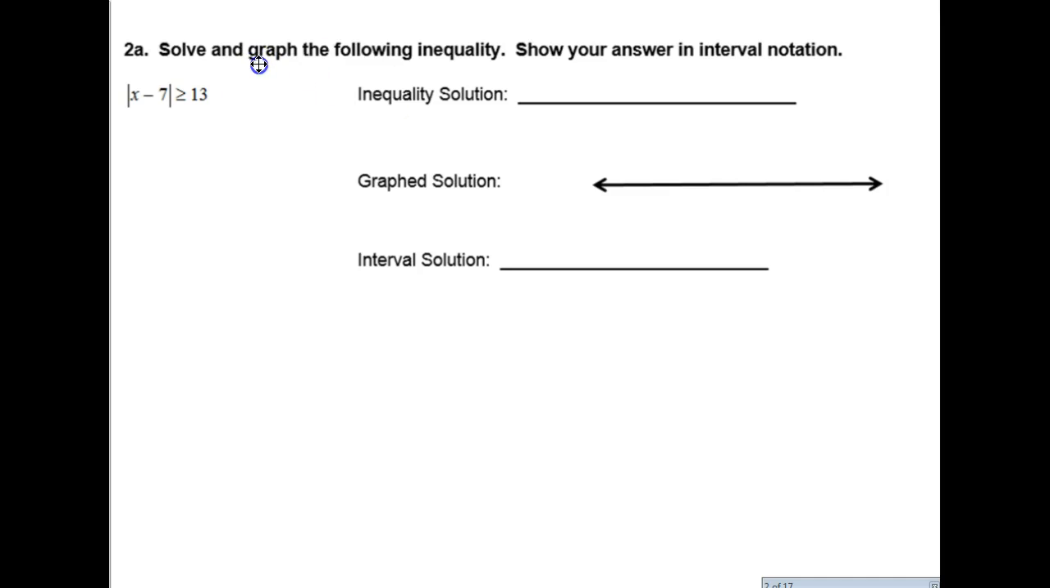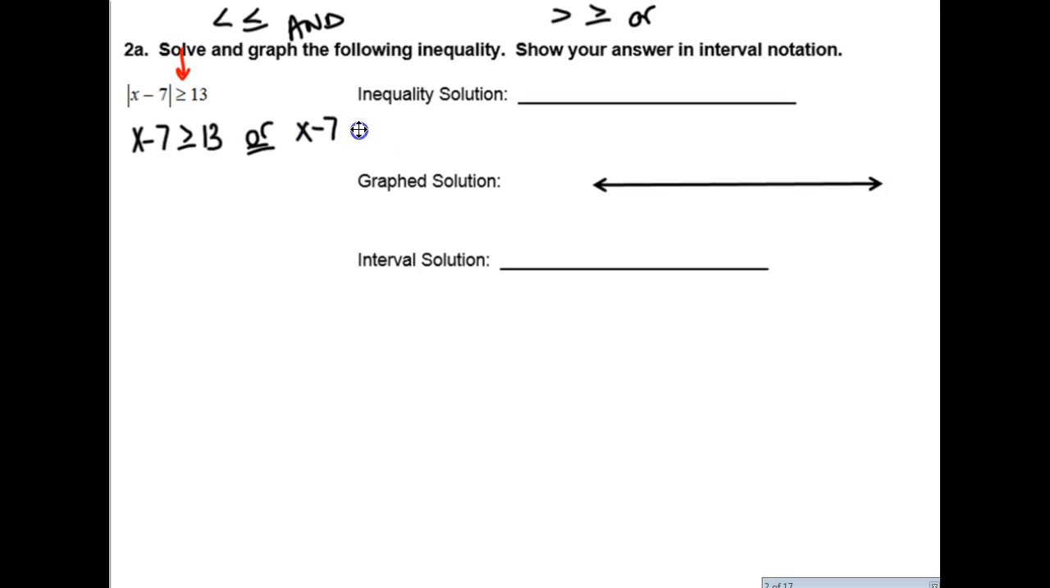Alright, so solve and graph this inequality. We have ands versus ors. Remember, if you have a less than or a less than or equal to in an absolute value question, you are looking at an and question. If you have a greater than or a greater than or equal to for the absolute value inequality, you have an or. So this one here, because we have a greater than symbol right there, that means we have an or. And we're going to set up two problems. We're going to set up x minus 7 greater than or equal to 13. Just take the bars off, and then make sure the word or shows up.